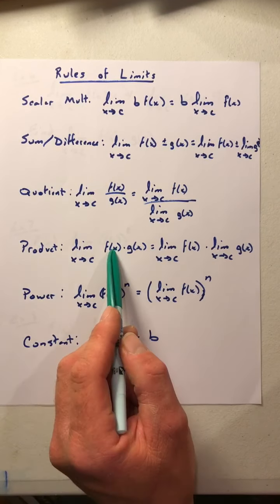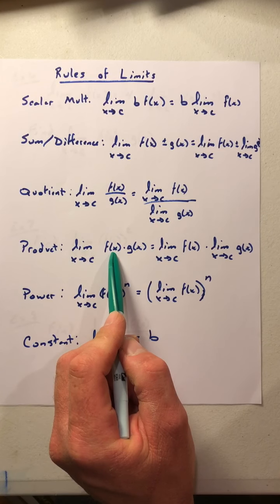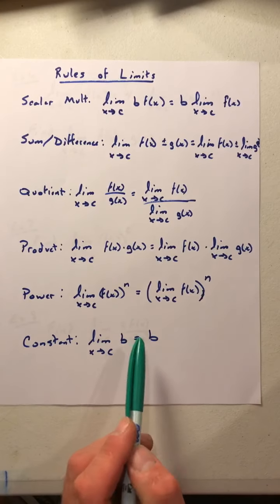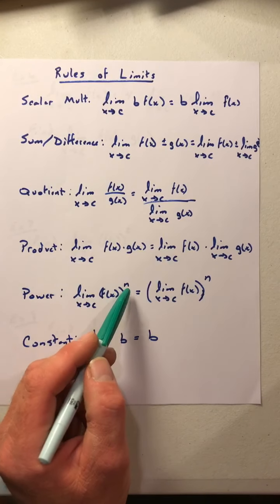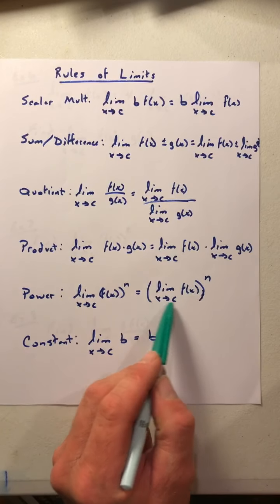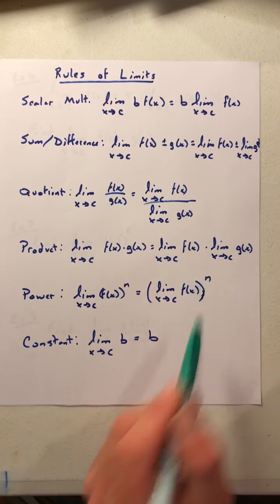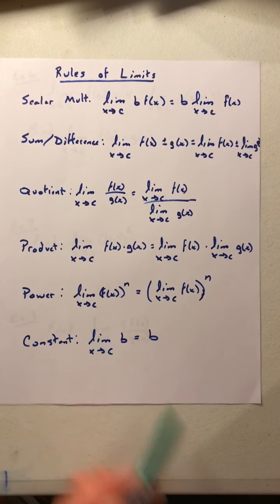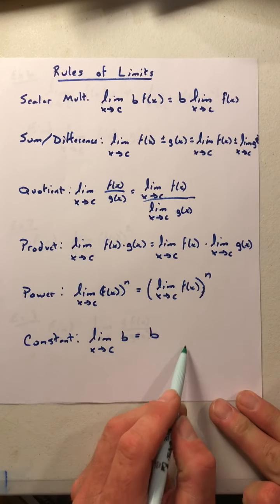Same thing with product. If I'm multiplying two functions together, I can split those two limits up and then find the product of those. A power: if I have a function to an exponent, I can take the limit of the function and then take that value to an exponent. And then a constant. The limit of any constant is that constant.